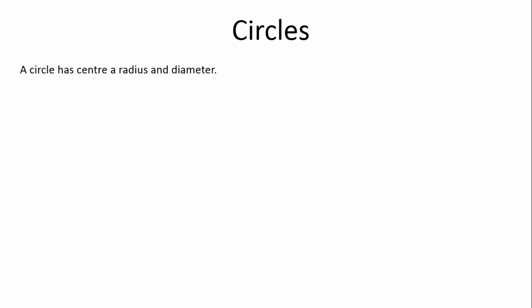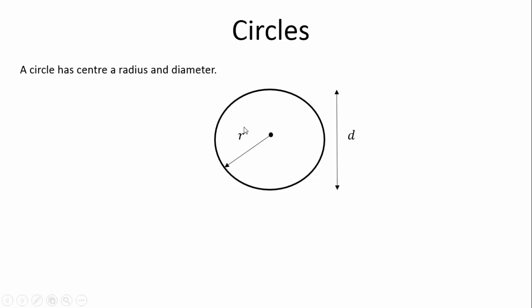A circle has a radius and a diameter. So we have a circle. That is our radius, and that is our diameter. It's quite easy to see that the diameter is 2 times the radius, because remember, the radius is the same all around the circle. So those are the radius, and 2 radiuses equal the diameter.